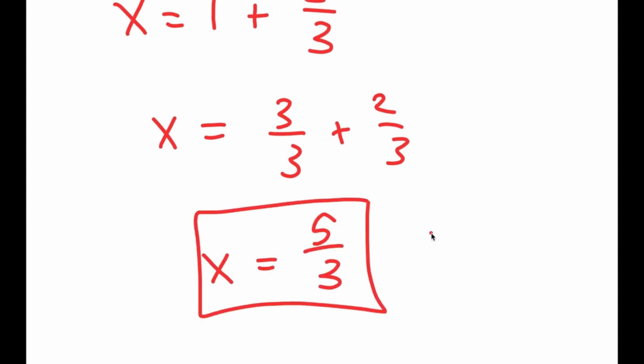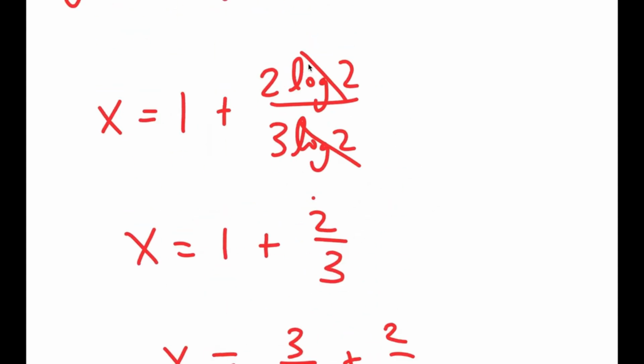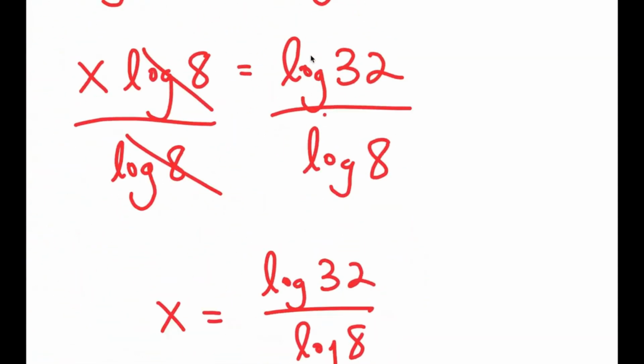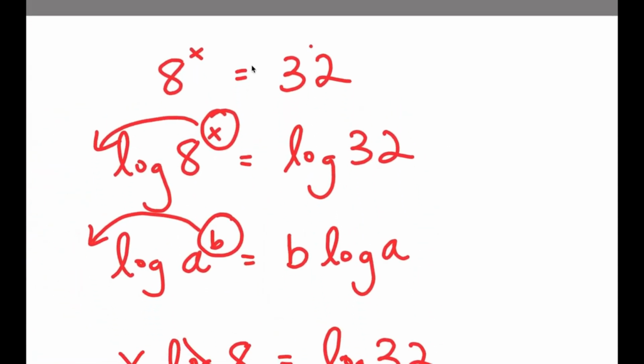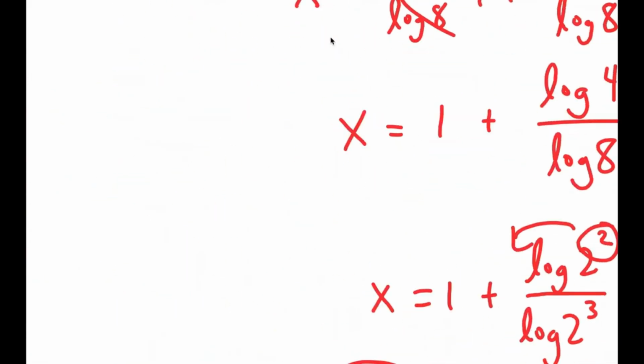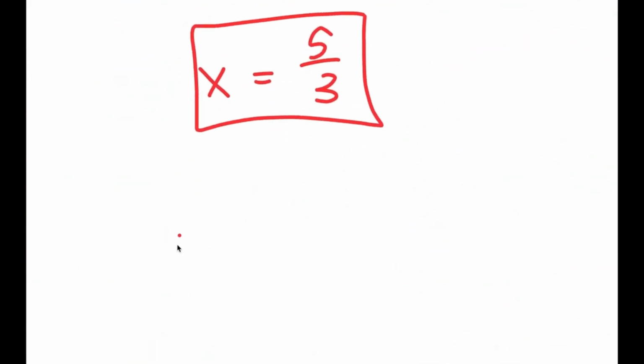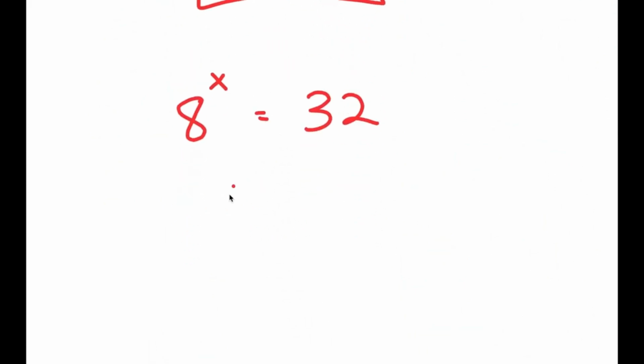Now, how do we know that this is the right answer? So, going back, we have a to the power of x equals 32. And we're plugging in 5 over 3. So we get 8 to the power of 5 over 3 is equal to 32.